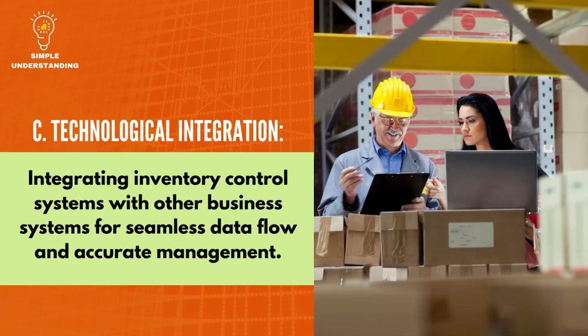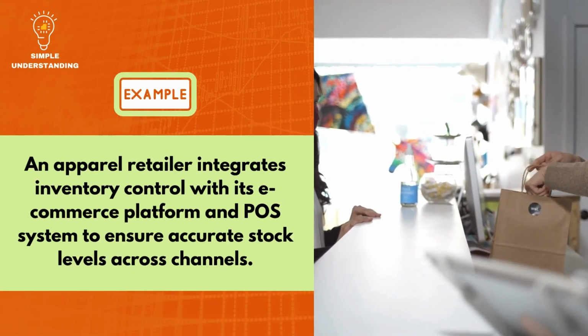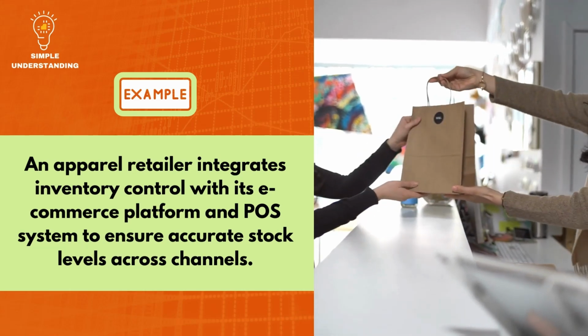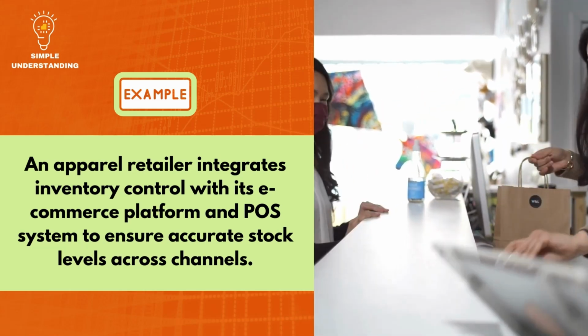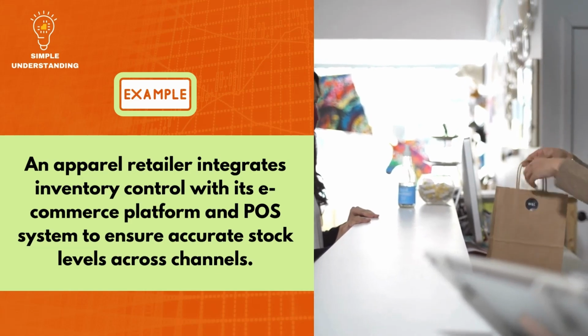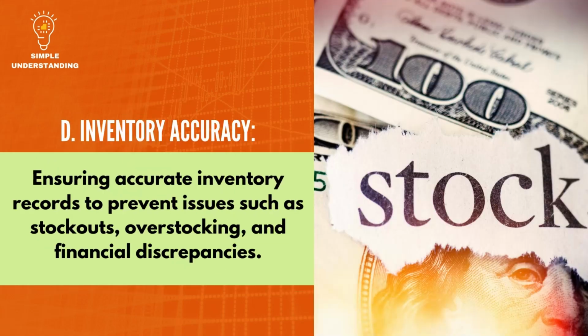C. Technological integration. Integrating inventory control systems with other business systems for seamless data flow and accurate management. Example: an apparel retailer integrates inventory control with its e-commerce platform and POS system to ensure accurate stock levels across channels. D. Inventory accuracy.